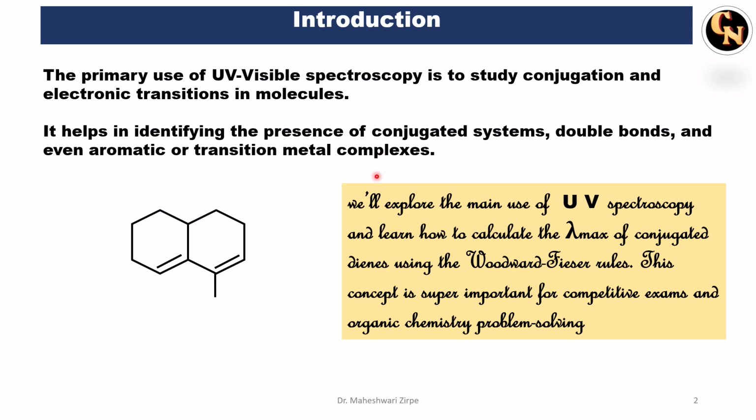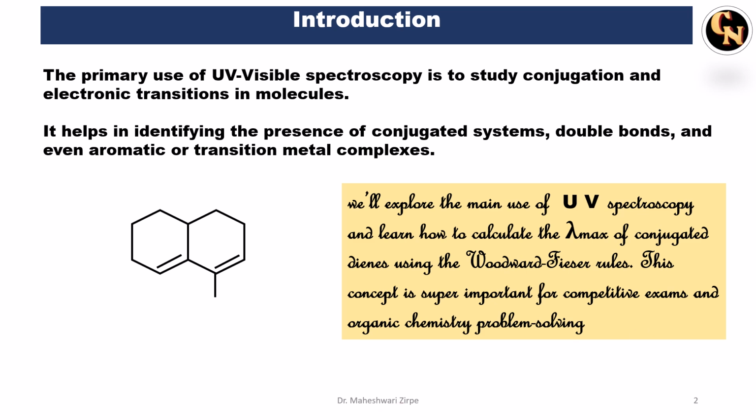Such conjugated systems, double bonds and even aromatic or transition metal complexes, we can detect using UV visible spectroscopy. So in this video, we'll explore the main use of UV spectroscopy and learn how to calculate the lambda max for conjugated dienes using Woodward-Fieser rule. This concept is super important for your competitive exams like NET, SET, GATE. So stay tuned and grab your notebook.